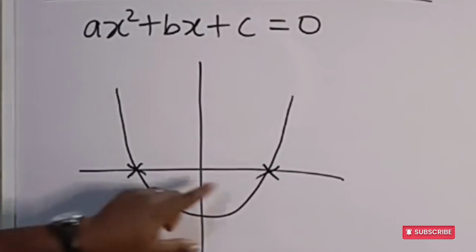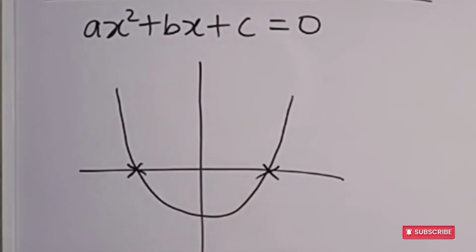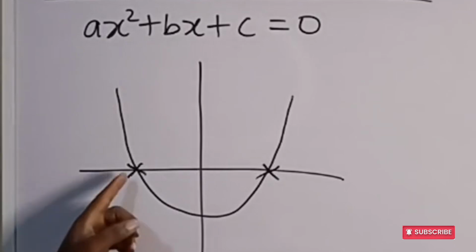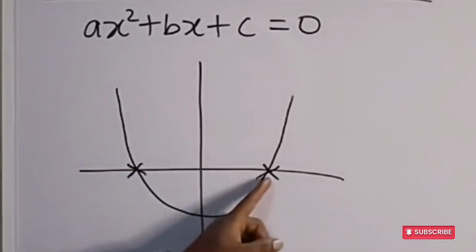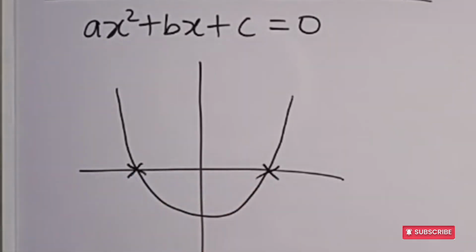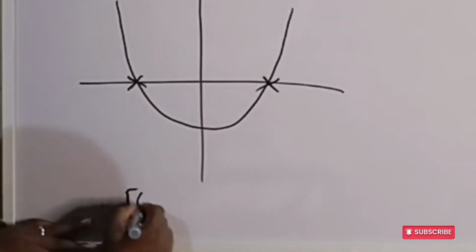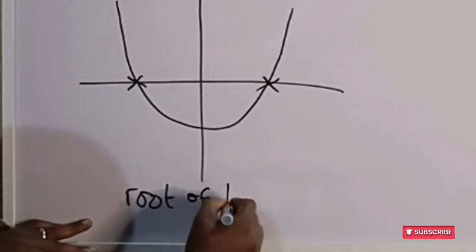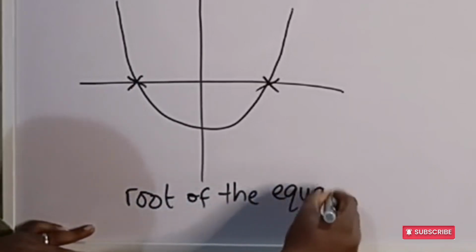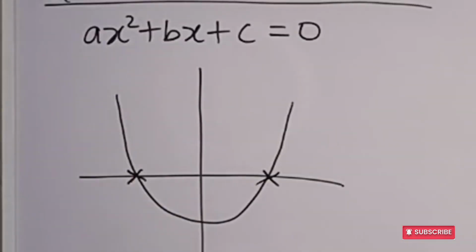These 2 points are the values of x when the value of y is equal to 0. They are called the roots of the equation. Okay? So whenever you are given a quadratic equation and you are told to solve it, they are simply asking you to find the roots of the equation.